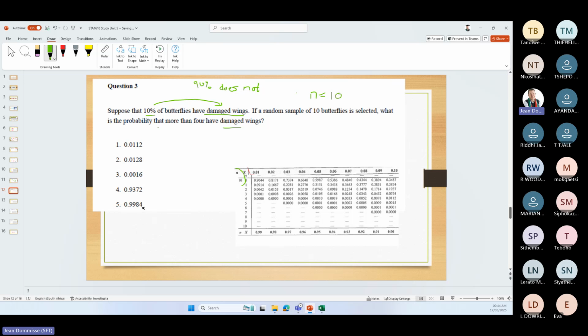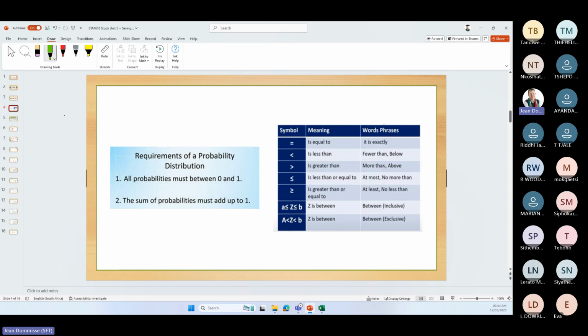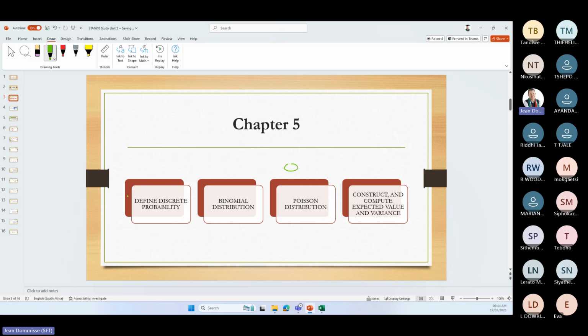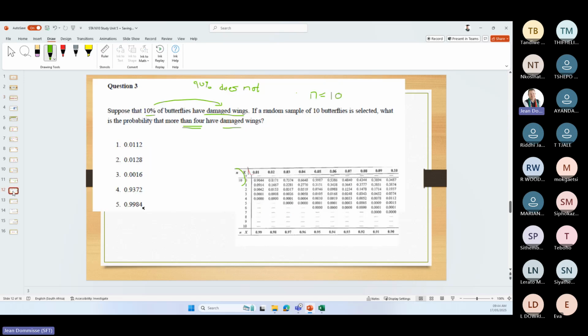What is the probability that more than 4? Okay, so more than 4. Definitely something wrong with my PowerPoint. I will restart later on. So the probability of more than 4 is basically 5 and up. So let's just highlight that.